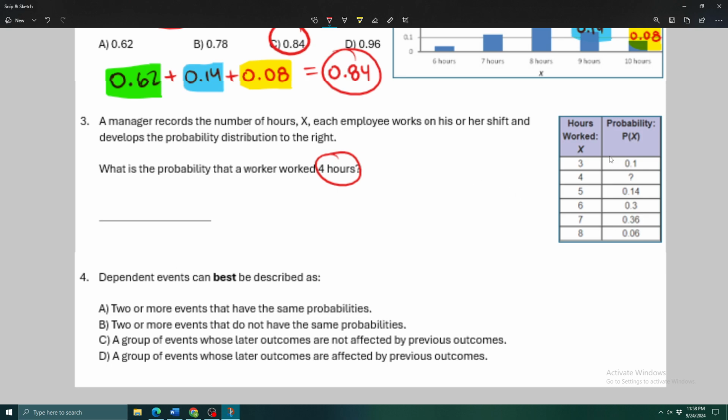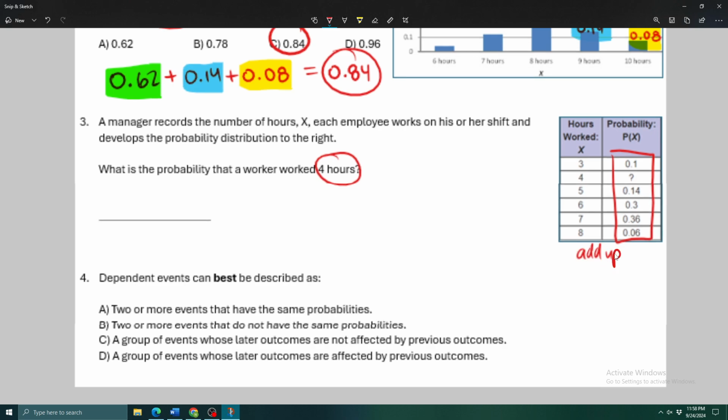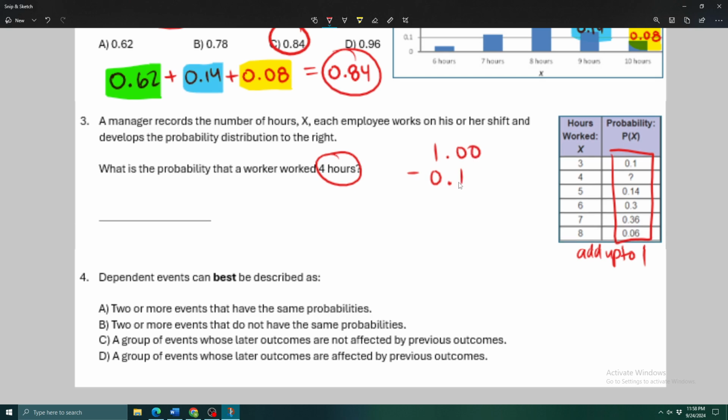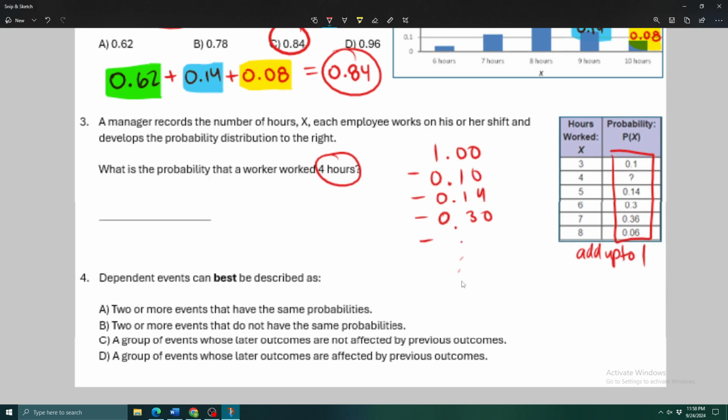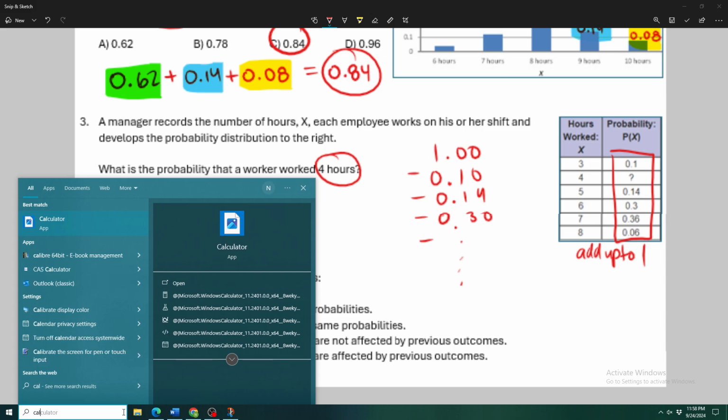Remember what we said, right? All of these numbers, they need to add up to 1. Add up to 1, right? So if I do 1 minus all of these guys, it's easy when you have a calculator, right? So minus 0.1 minus 0.14 minus 0.3 minus yada yada. Right, all I need to do is subtract from 1, right? So in fact, let me just find a calculator. Let me see if I have one here.